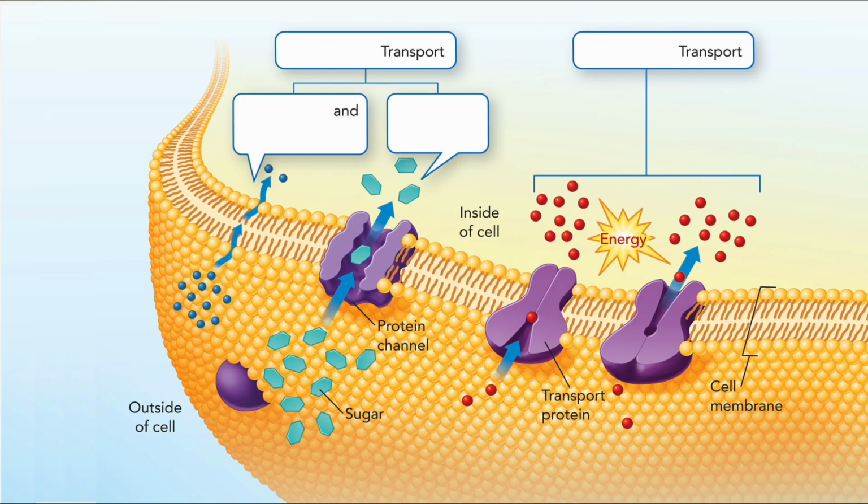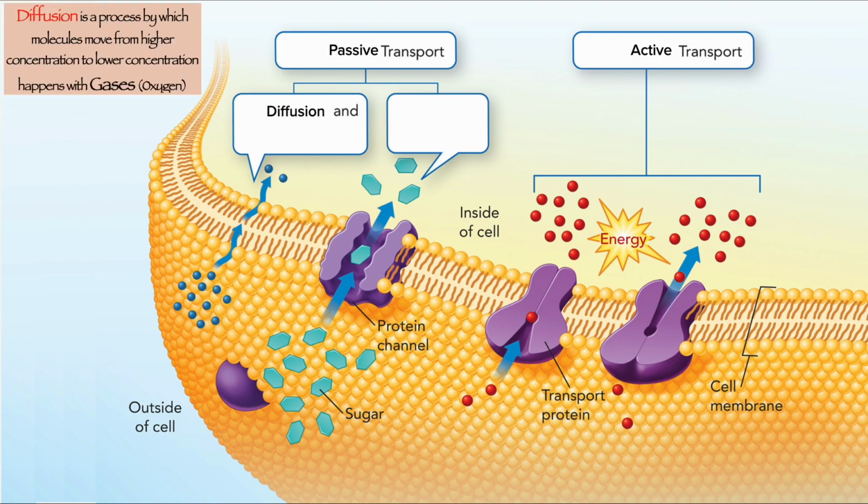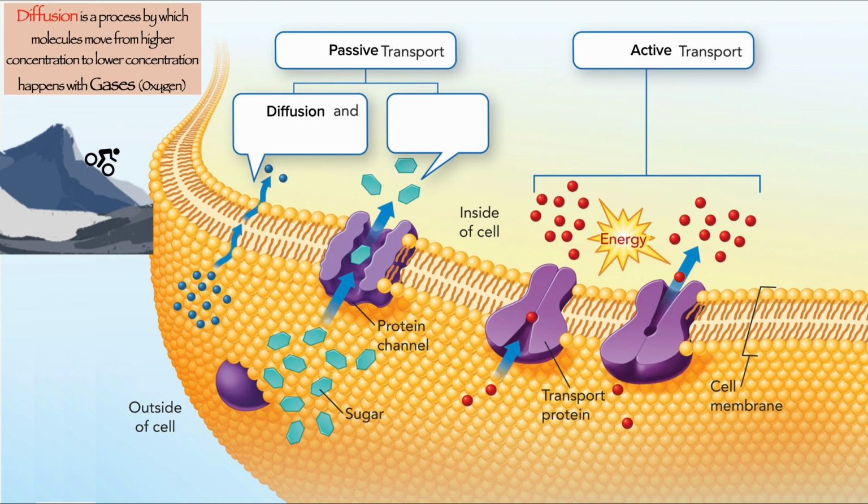So there are basically two types of transport. There's passive transport and another is active transport. Passive transport is further divided into diffusion. Let's go one by one. Diffusion is a process by which molecules move from a higher concentration to a lower concentration. It usually happens with gas.